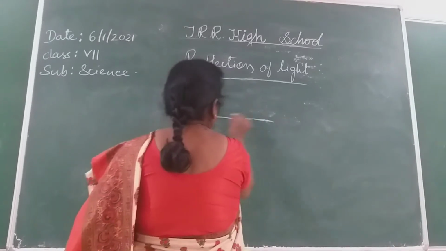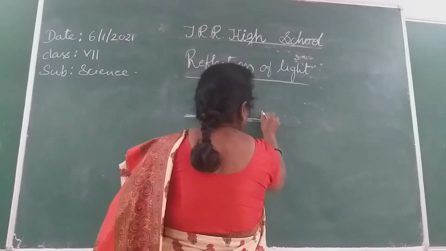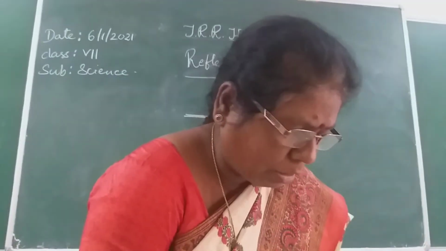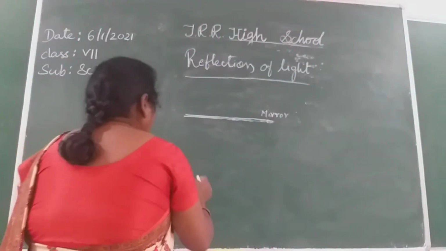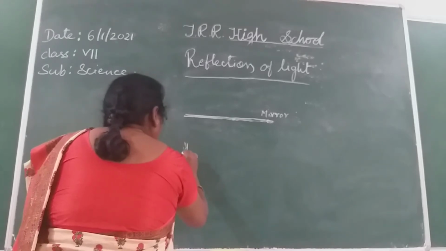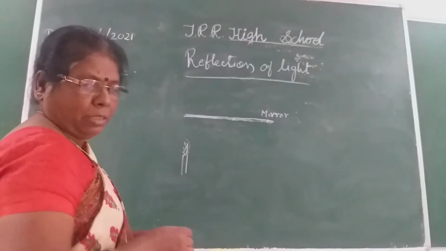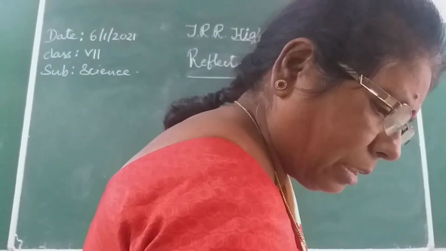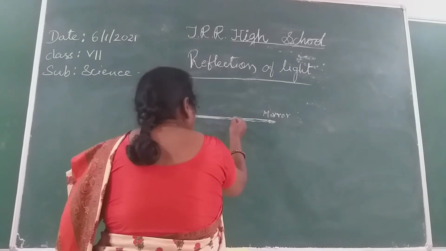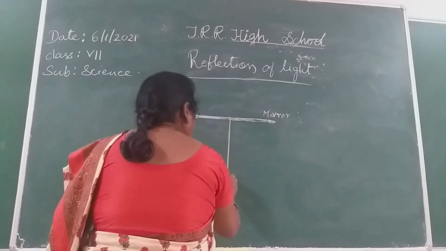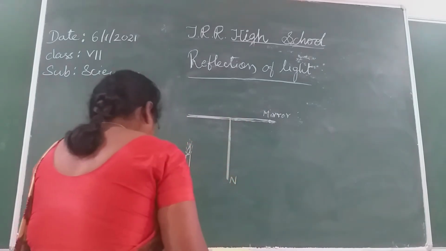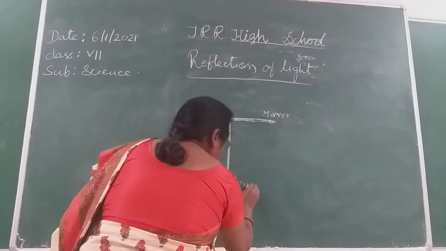This is a mirror. Now here I am keeping the object, that is a candle. Now here draw a perpendicular line. What is this perpendicular line? The line which bisects the mirror is called a normal. What do you call it? It is a normal line.